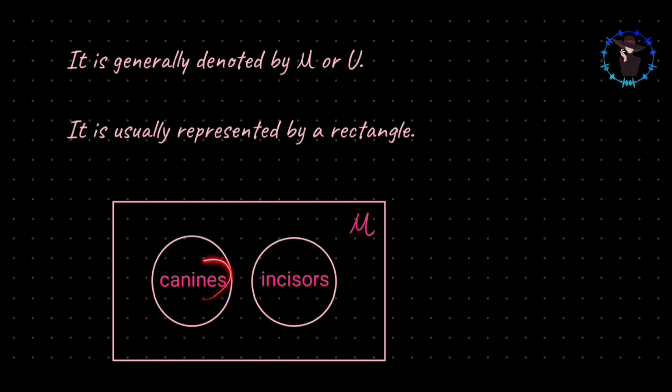It consists of canines and incisors. All those teeth are considered as a universal mouth. This is considered as a mouth. These are the insides of the mouth. Those are the types of teeth.